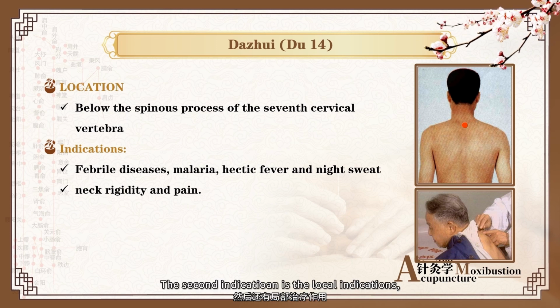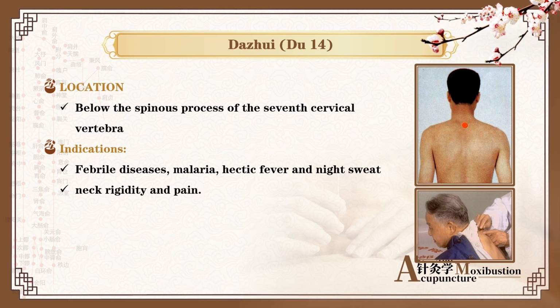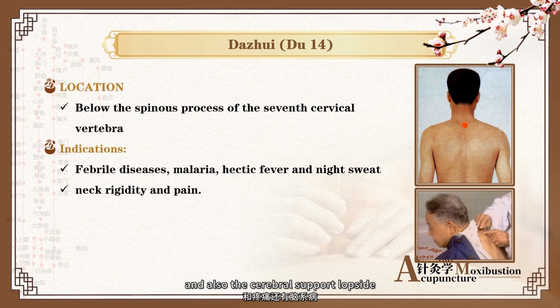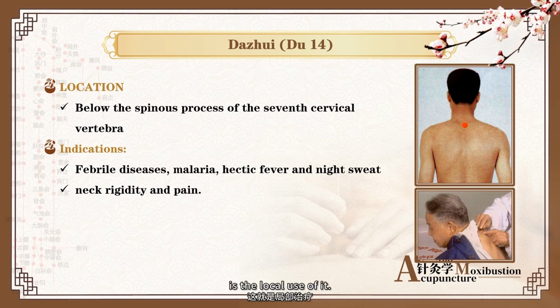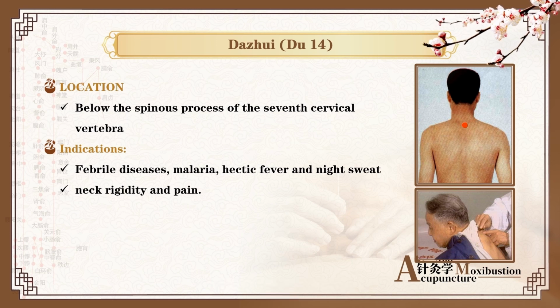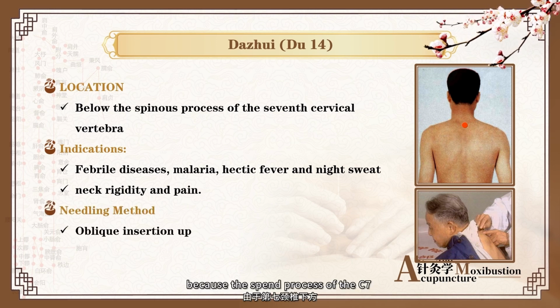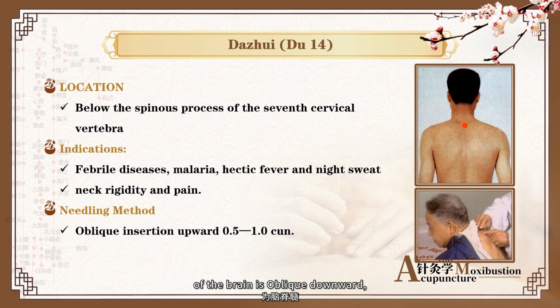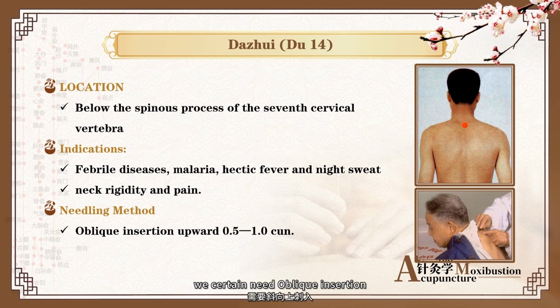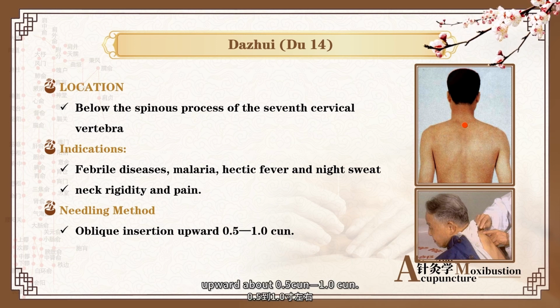The second indication is local indications, like neck rigidity and pain. Also, cervical spondylopathy is a local use of it. For the needling method, because the spinous process of the seventh vertebra points obliquely downward, we insert the needle obliquely a little upward. We insert the filiform needle about 0.5 cun to 1 cun.